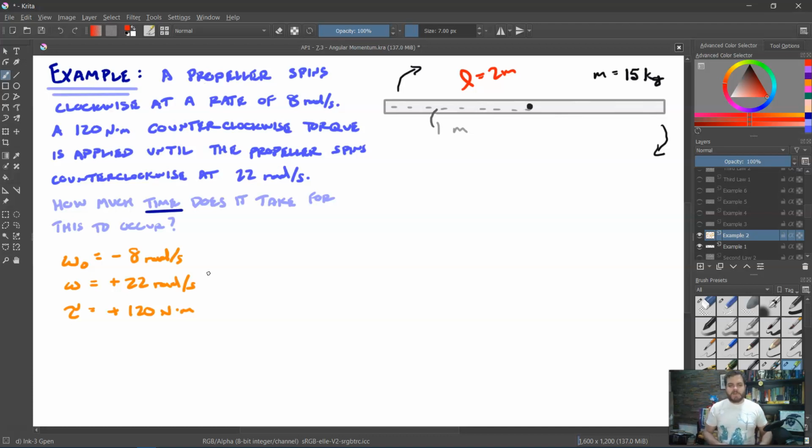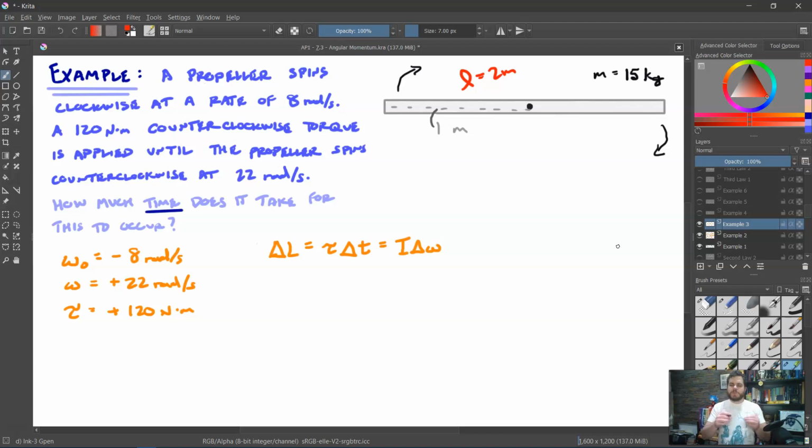The final angular velocity is 22 radians per second in the counterclockwise direction, so positive 22 radians per second. And the torque on this object is a counterclockwise 120 Newton meters, or positive 120 Newton meters. And I'm going to utilize this angular impulse equation: delta L is equal to tau delta t, equal to I delta omega.